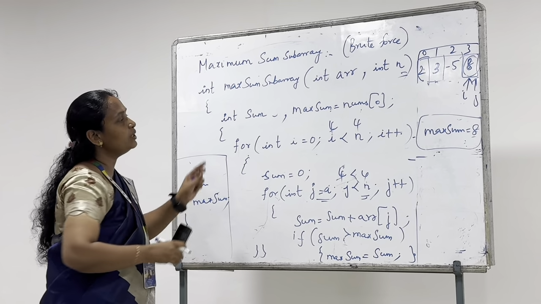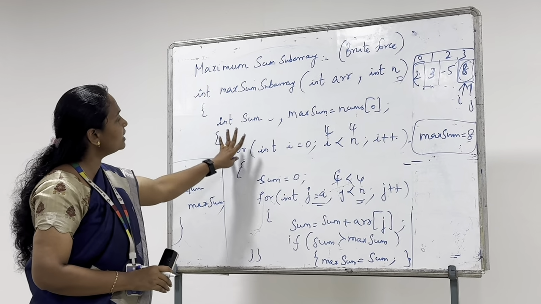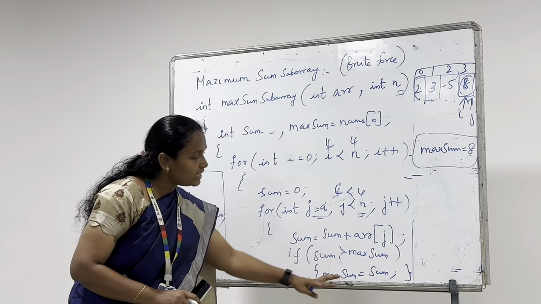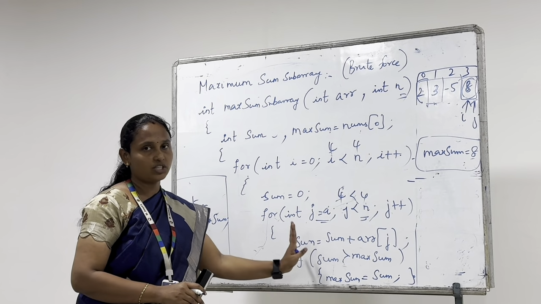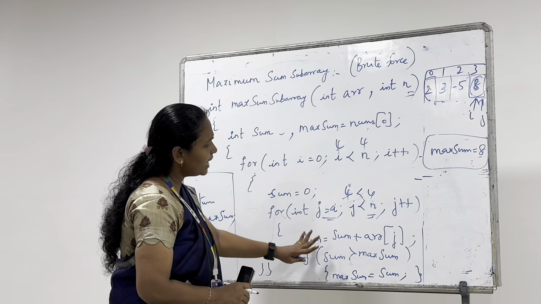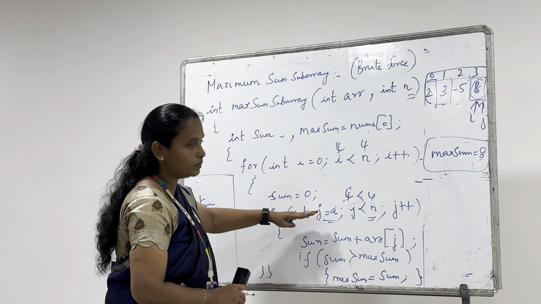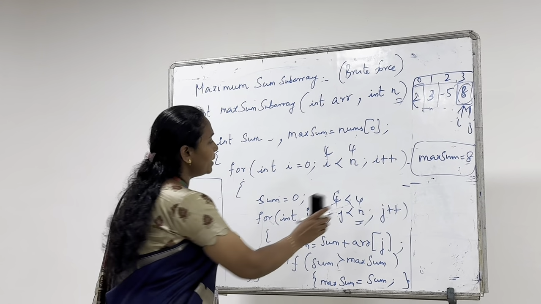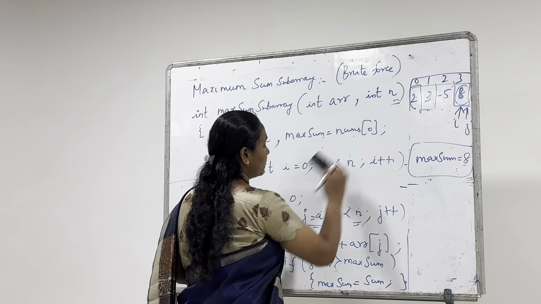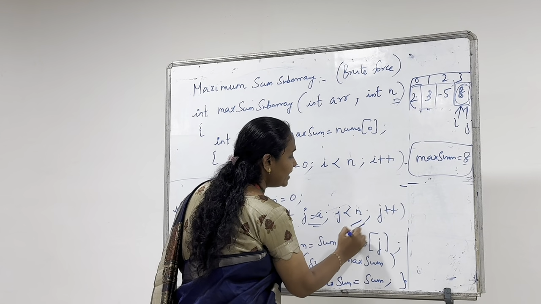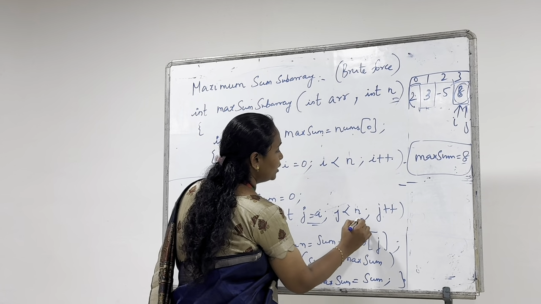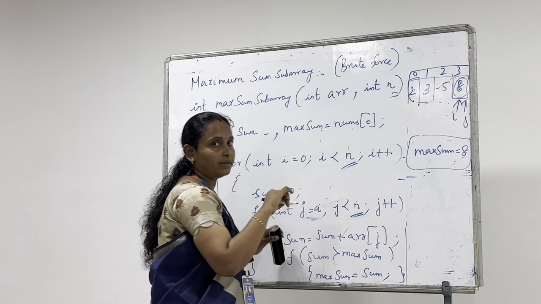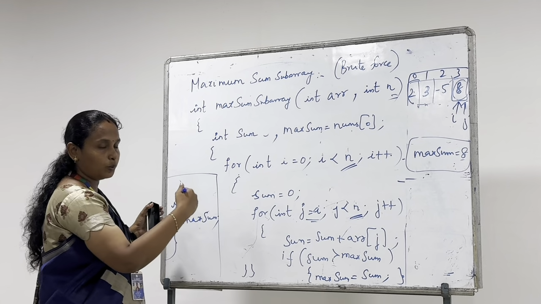and we need to compute the time complexity here. The time complexity of this algorithm: the main function is computing the sum and maximum sum and comparing them with each other. And for that, we need to consider the loops, the inner loop as well as the outer loop. The inner loop executes for n times, and the outer loop executes for another n times. So it is a nested loop.